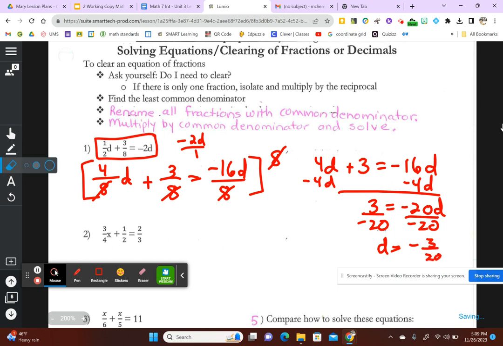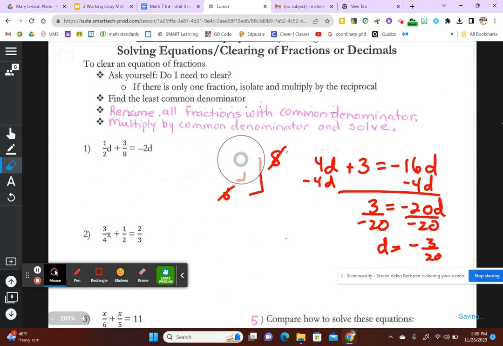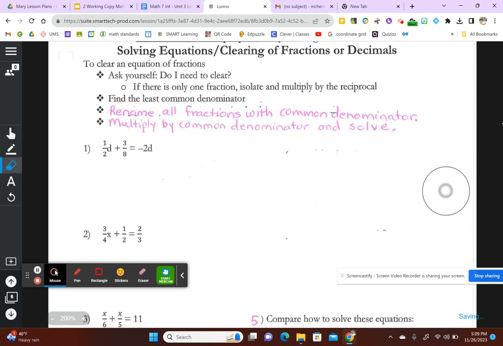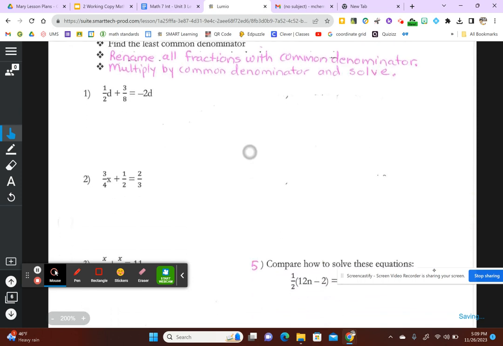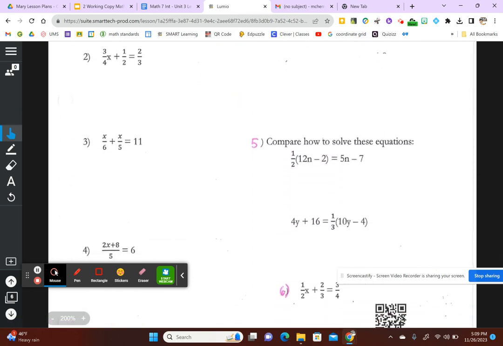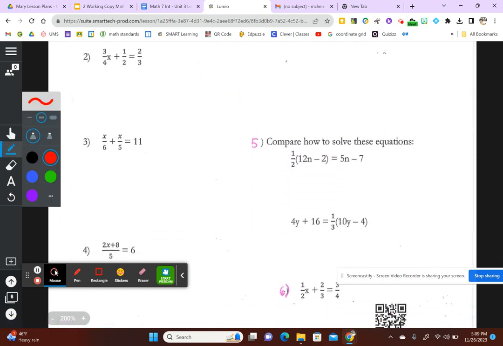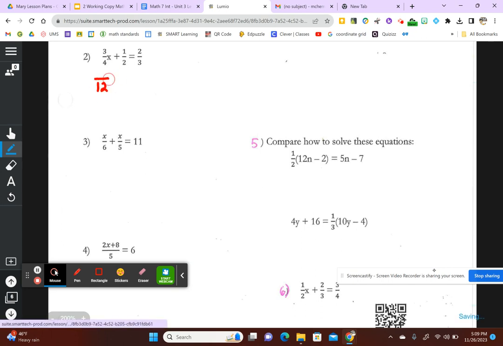Okay, so let's try another one. So now this next one, you see 3 fractions. So obviously, I want to get rid of those fractions. I have a 4, a 2, and a 3. My common denominator is going to be 12. So that means I want to rename each fraction to have a denominator of 12.